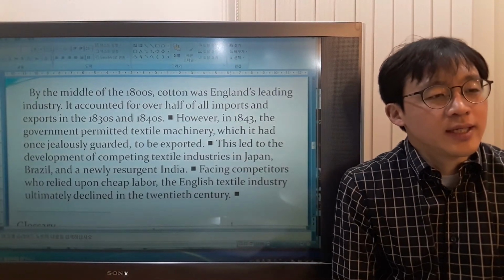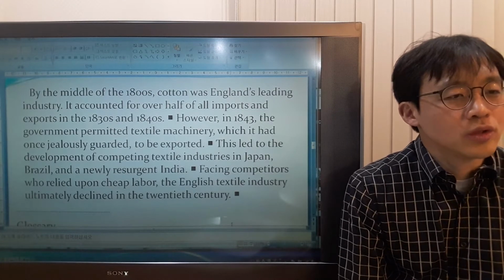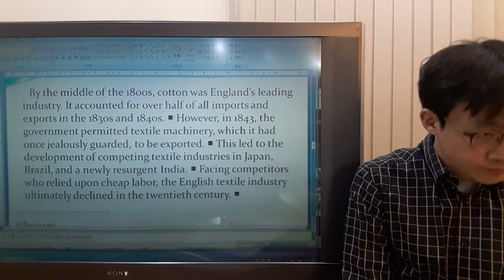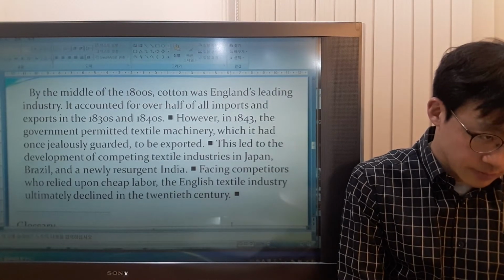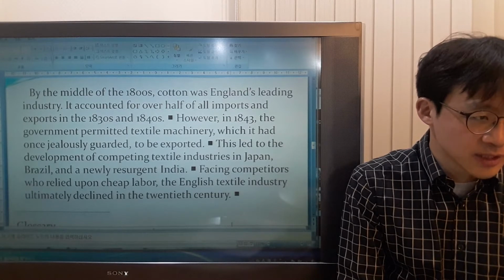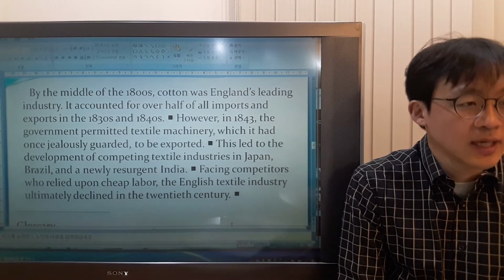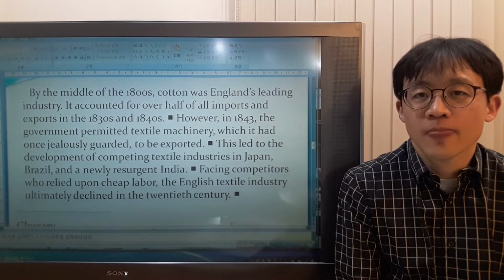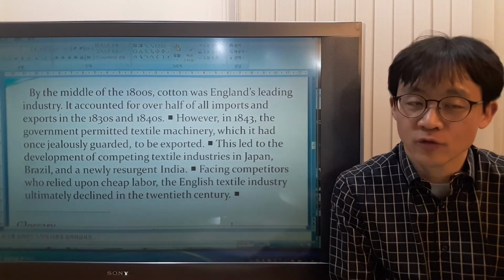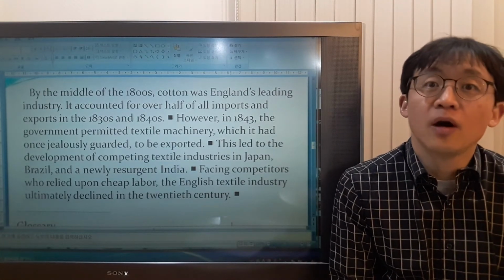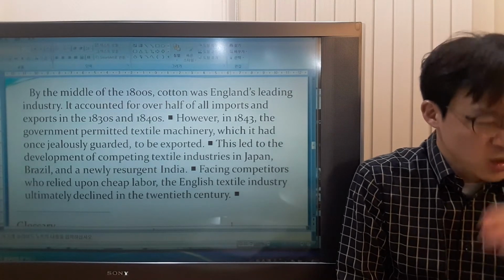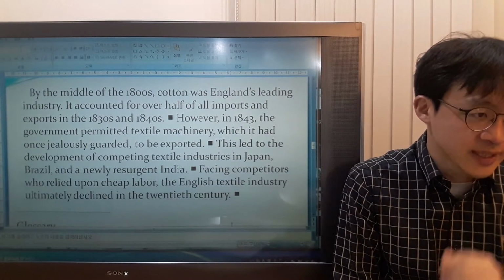So, by the middle of the 19th century, cotton was England's leading industry. The amount of it was over half of all imports and exports in the 1830s and 1840s. It accounted for, what does that mean, account for? Account for means to be the reason, the explanation for something. Or to be a particular part of something, a particular amount of something. You understand? So the amount was over half of all imports and exports.